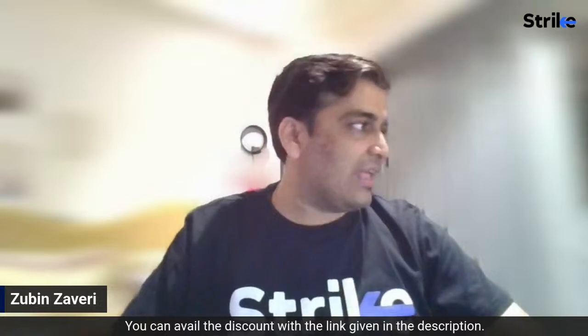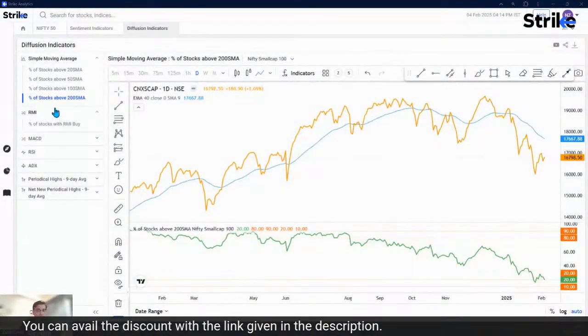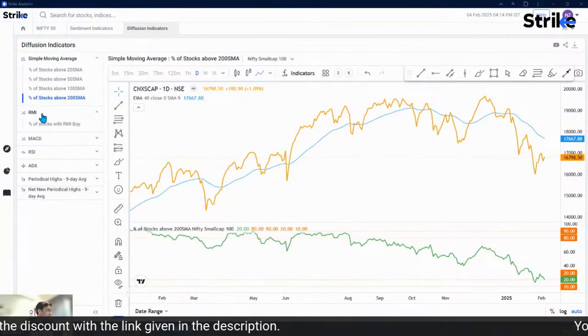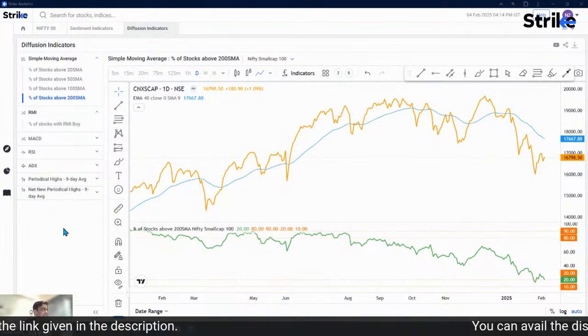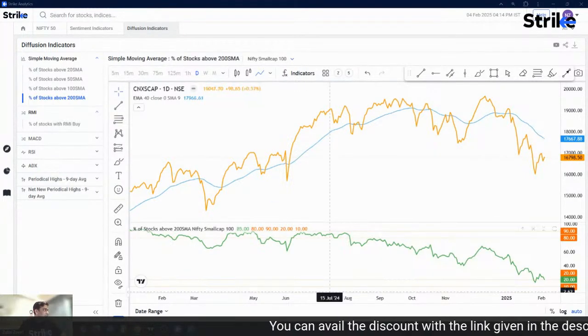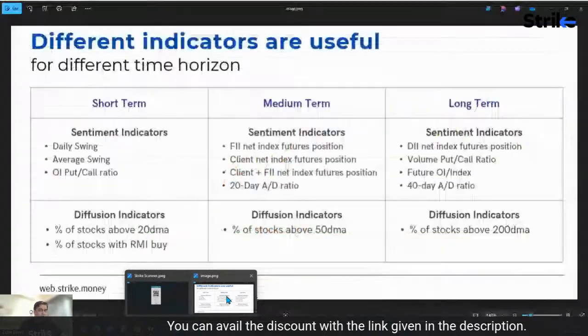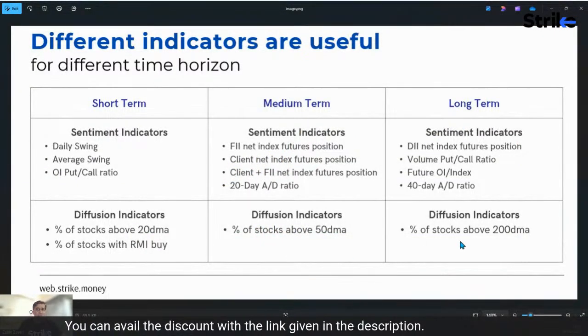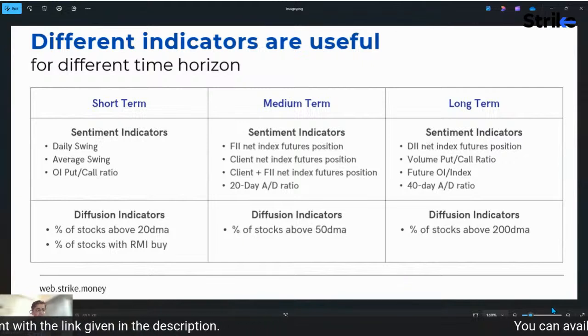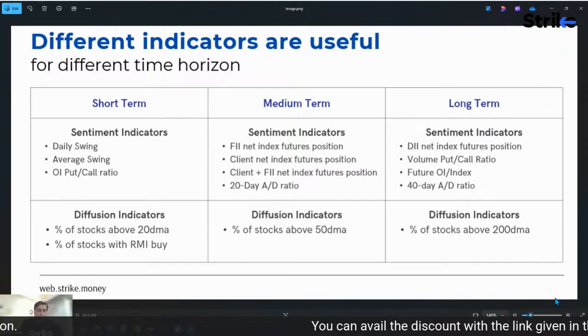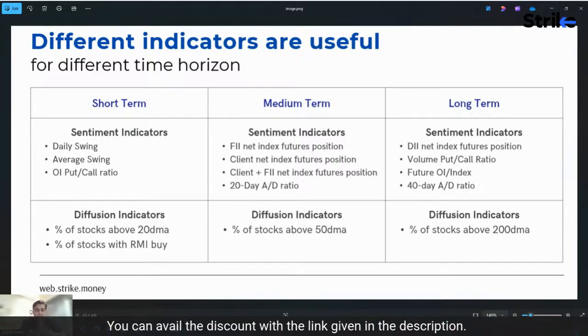Yes, I'll definitely explain the other indicators that are there over here: MACD, RSI, ADX, all these things I'll look at. But these are the major ones. Those of you who have just joined, you can take a snapshot of this particular table, and this could be your ready reckoner. All right, so first, decide what kind of indicator user you are.